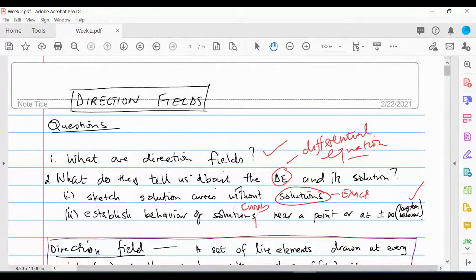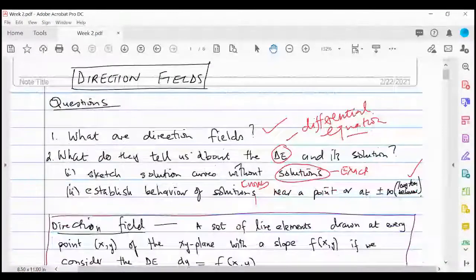And then the next thing is, for those problems that we can solve exactly, which methods are we going to use? That's when we talk about the separation of variables.